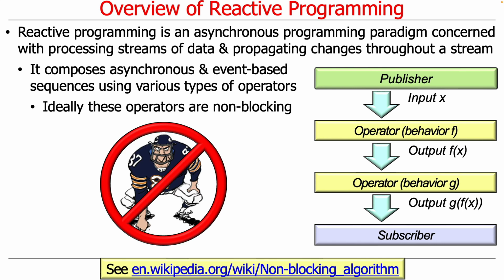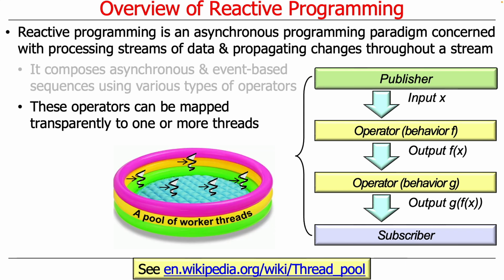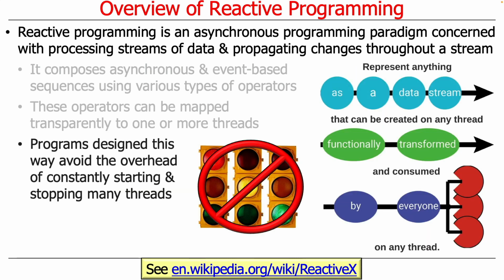Ideally, to get the most out of reactive programming, the operators are non-blocking. And that just means that they don't wait for the completion before they go on to the next thing. And we'll talk quite a bit about how that works under the hood. The way that works, in just a quick synopsis, is that the operators are mapped transparently to one or more threads. You can either have one thread or a pool of threads or an elastic pool of threads and so on. And the processing of the events goes to the operators in these pools of threads if you so desire.